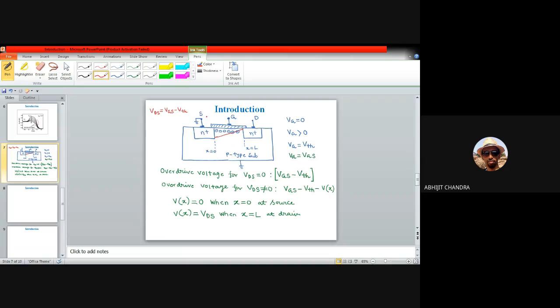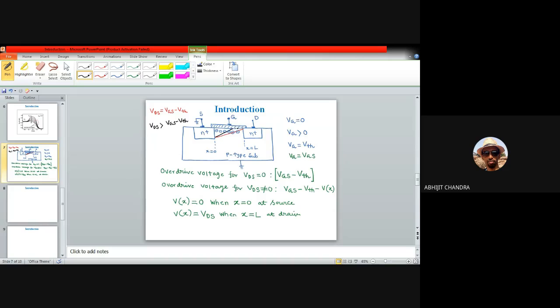And if you increase it further beyond VGS minus VTH, let me take some different color, and let me assume that the value of VDS is greater than VGS minus VTH, then the channel might be pinched off even before the drain. At this particular position, the pinch off takes place. Now, as pinch off takes place, what happens? The corresponding channel will no longer be existing beyond the pinch off.